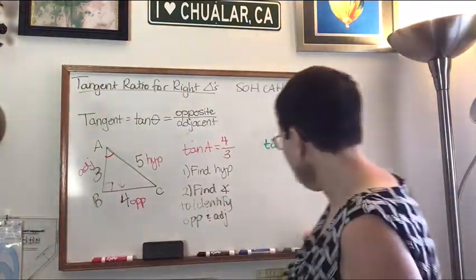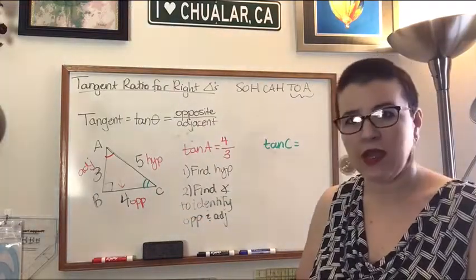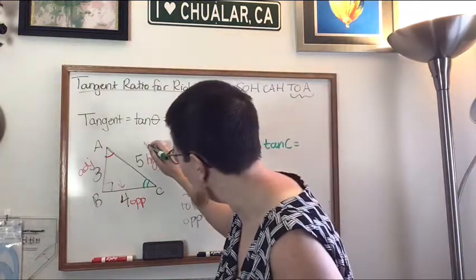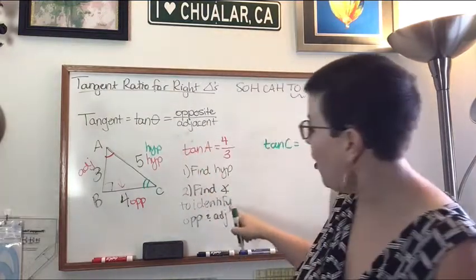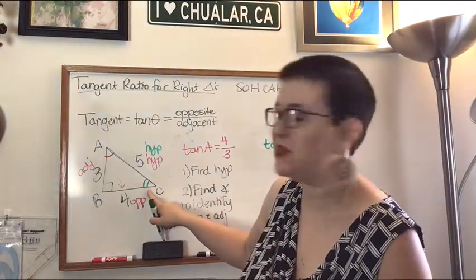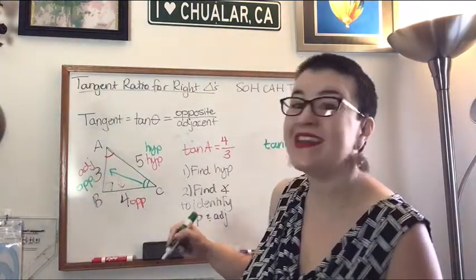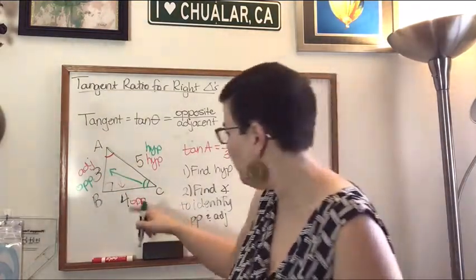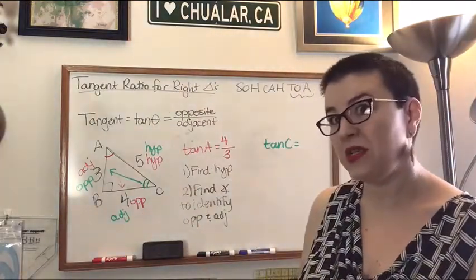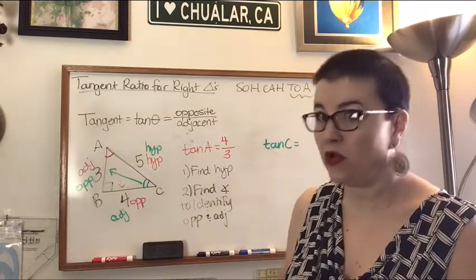Now, if we go to C, C is obviously going to be related because it's in the same triangle. But now I still have my hypotenuse. This is still my hypotenuse. But now my opposite and my adjacent will have changed because what side is completely opposite this angle? It's now this 3. Therefore, the remaining side, 4, is my adjacent. So do you see how 3 can be both the opposite and the adjacent, and 4 can be both the opposite and the adjacent? It's completely dependent upon the angle that you're looking at.